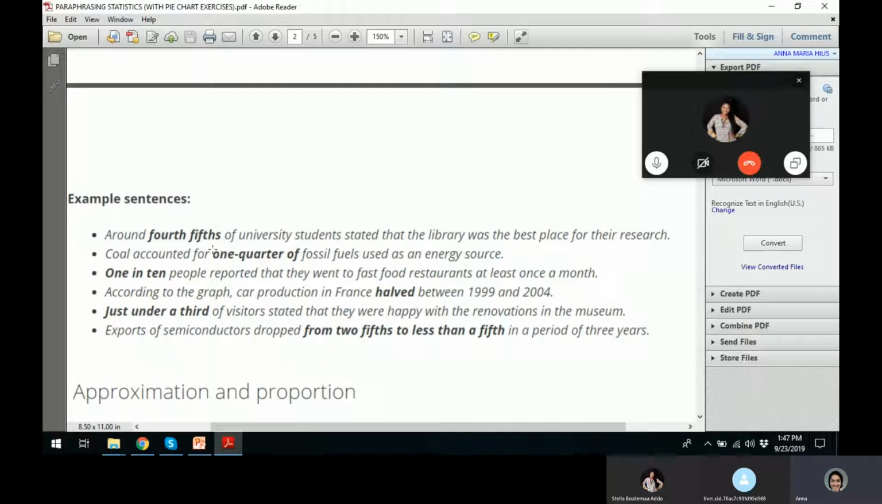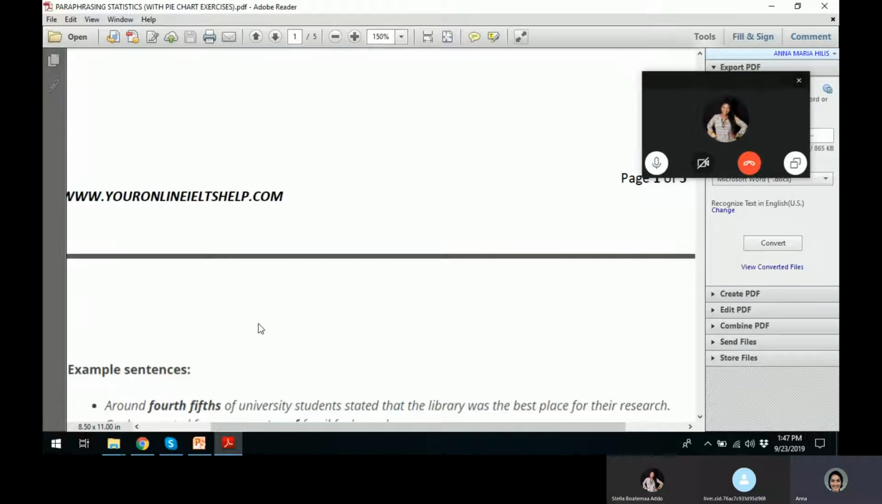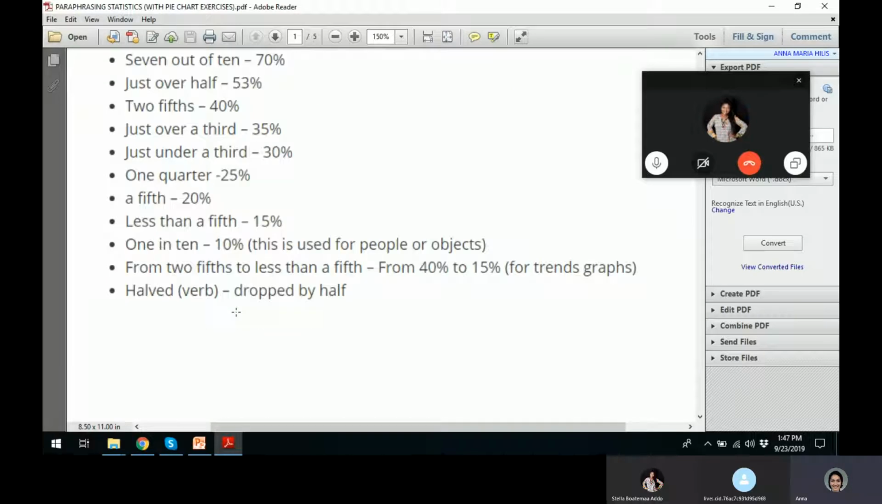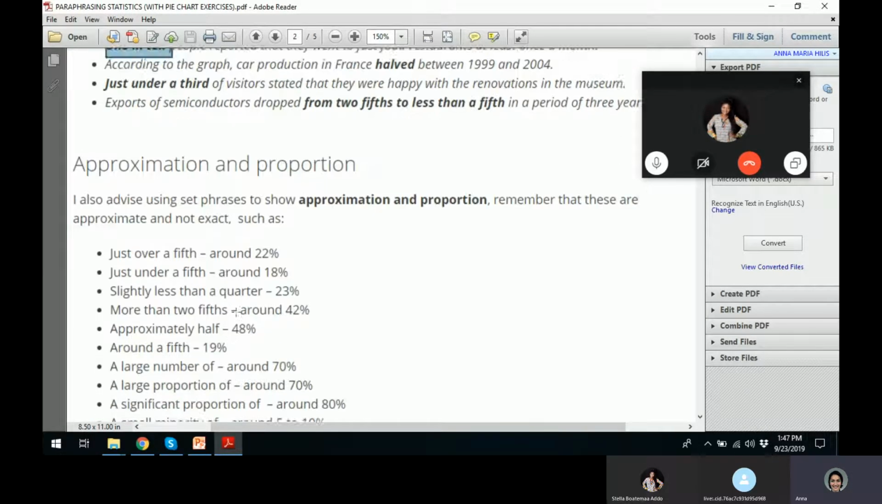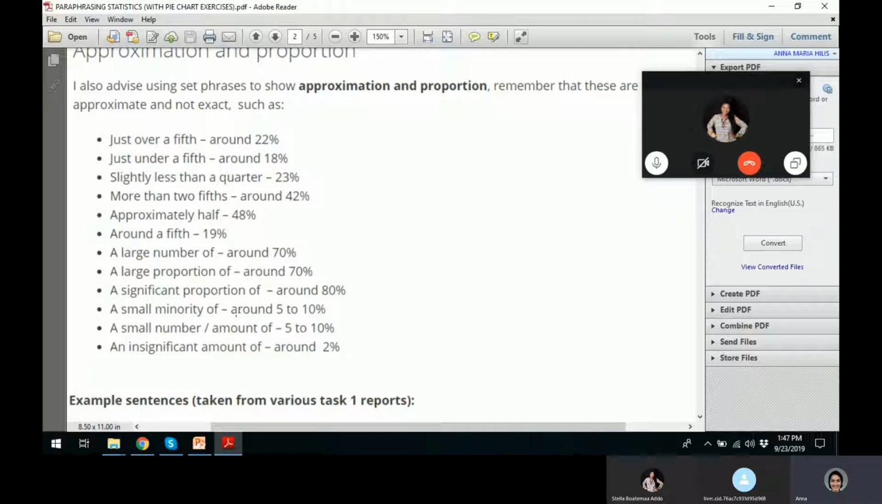1/4 is 25%. So you can say coal accounted for 1/4 of fossil fuels used as an energy source. 1 in 10 is 10%. So you can say 1 in 10 people reported that they went to fast food restaurants at least once a month, and so on and so forth. So I want you to study paraphrasing percentages. If you can memorize them, please do so.